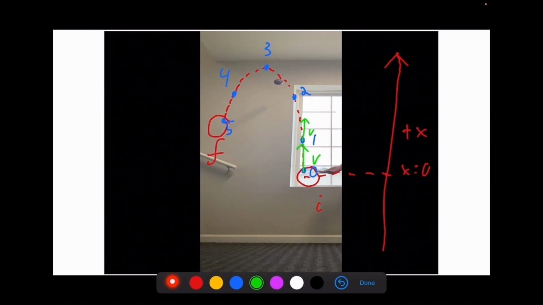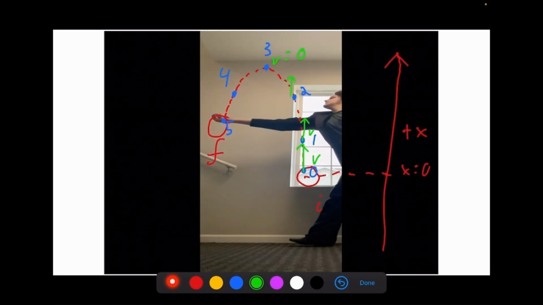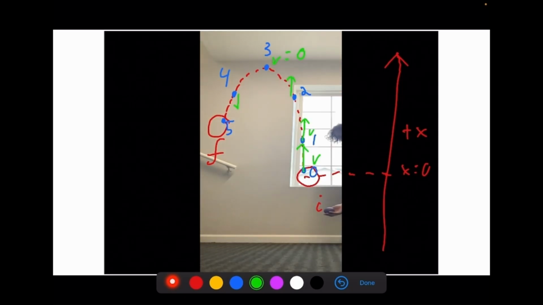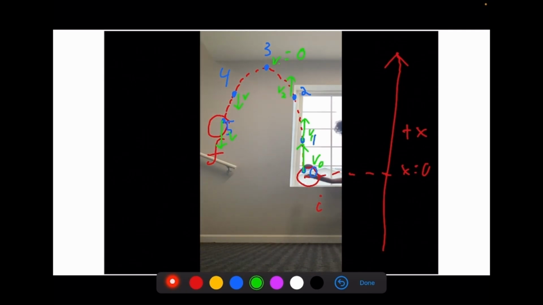Notice it's going way slower here. And then at 3, its velocity is 0. At 4, its velocity is going down like this. And at 5, right before I catch it, it's got a higher velocity going down. And by the way, if I wanted to name these properly, I'd call that V0, that V1, this is V2, that's V3, this is V4, that's V5. Velocity at each of those points in time.